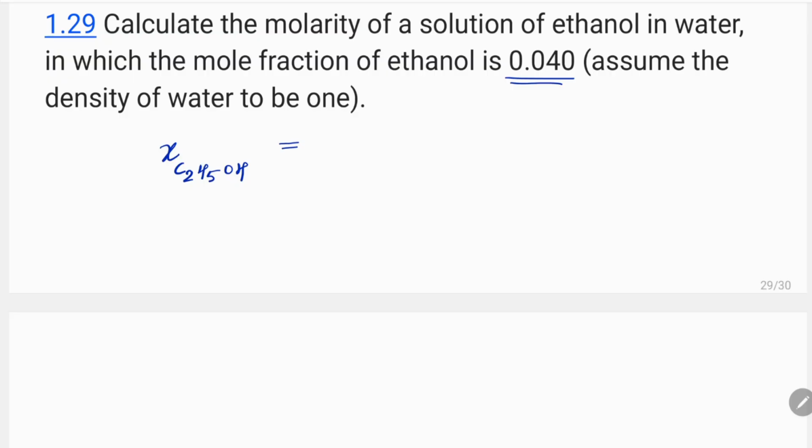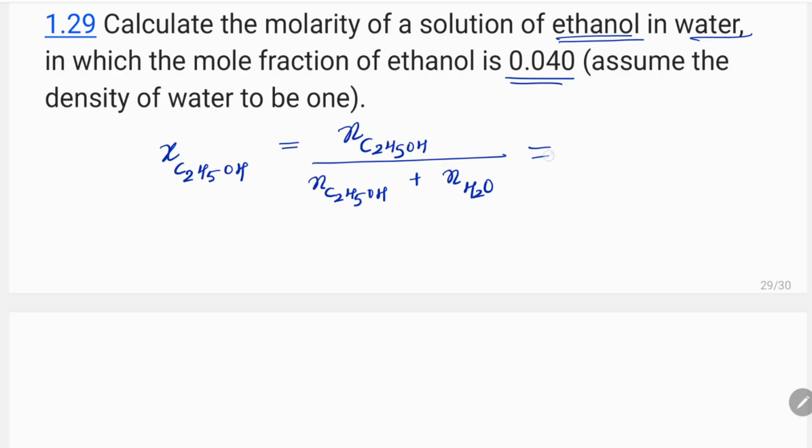which is equal to, how are we calculating it? We are calculating the number of moles of ethanol divided by the total number of moles, which is the number of moles of ethanol plus the number of moles of water, because water was the other component over here, and it has been given approximately 0.040, right? This has been given.